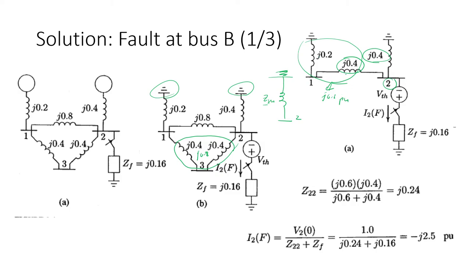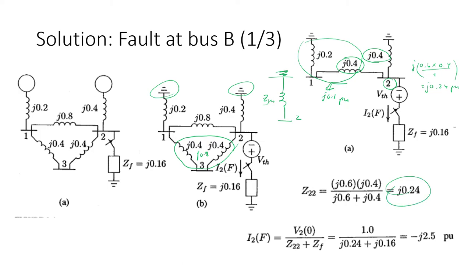Similarly, as in the case of bus A, you have 0.6 and 0.4. 0.6 and 0.4 are connected in parallel, right? So the equivalent would be 0.6 times 0.4, divided by 1. So it's the same, 0.24 PU. This equivalent impedance is 0.24, which is here.